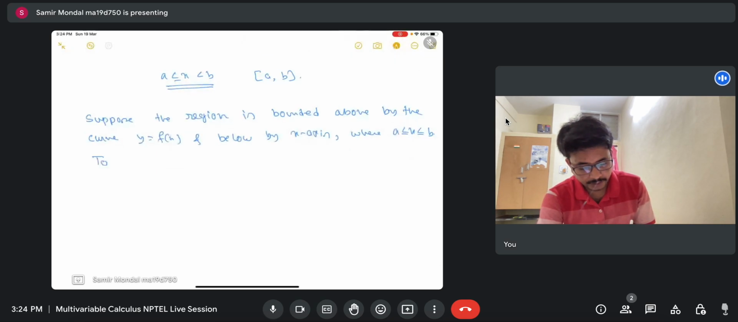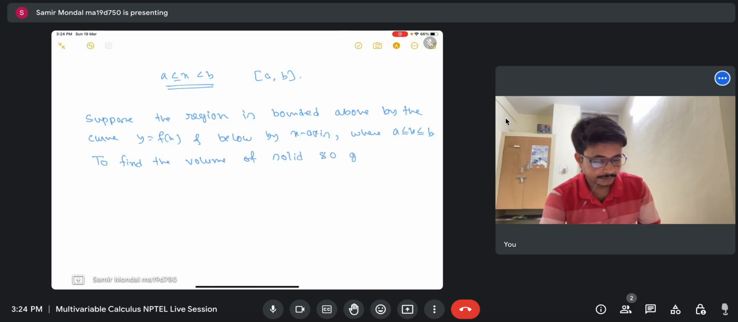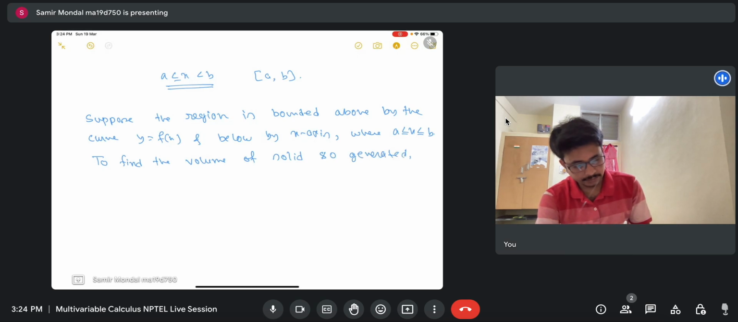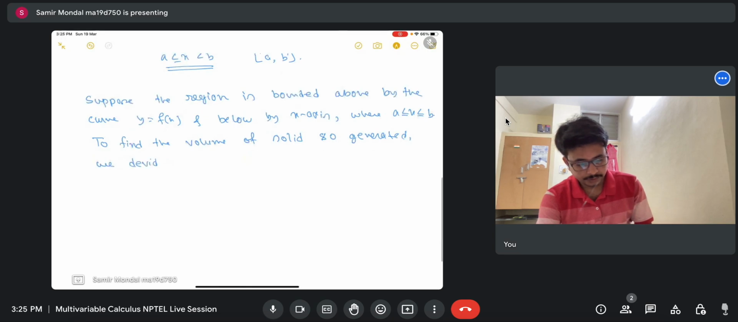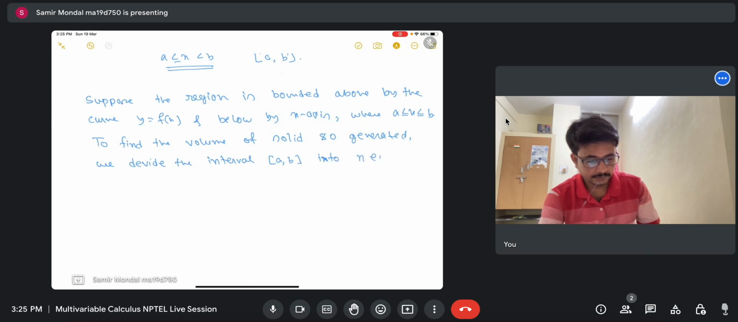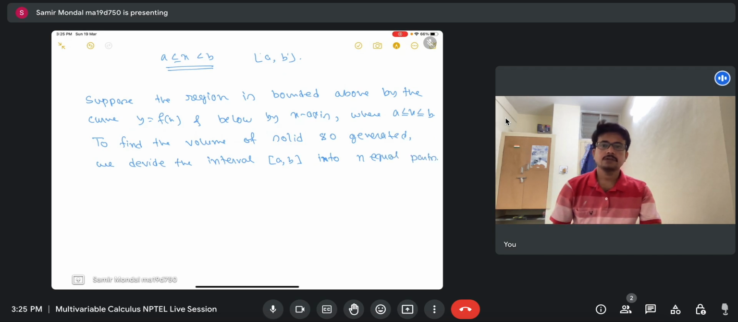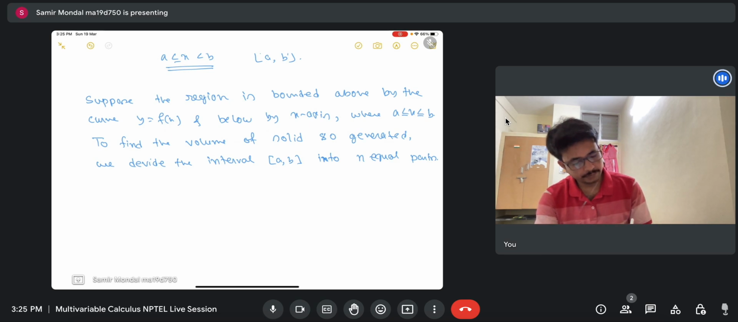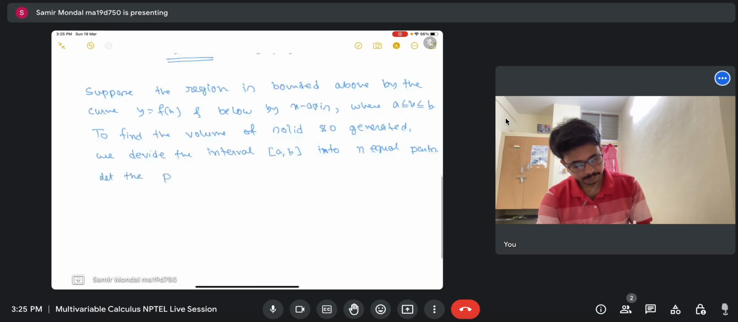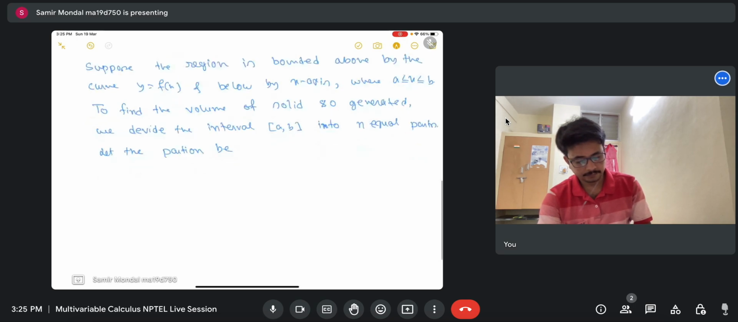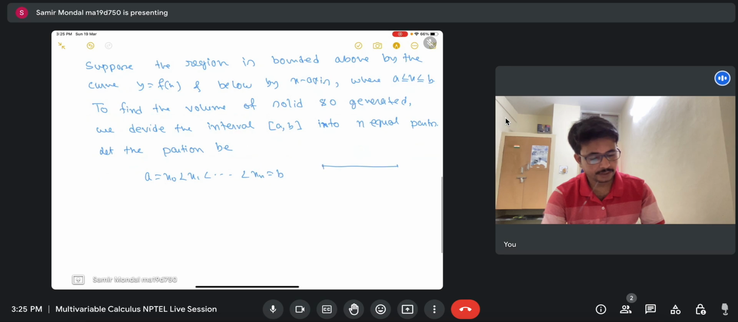To find the volume of the solid generated, we divide the interval into n equal parts. Let the partition be as shown. This is your interval [a, b], and we are dividing it into n subintervals.